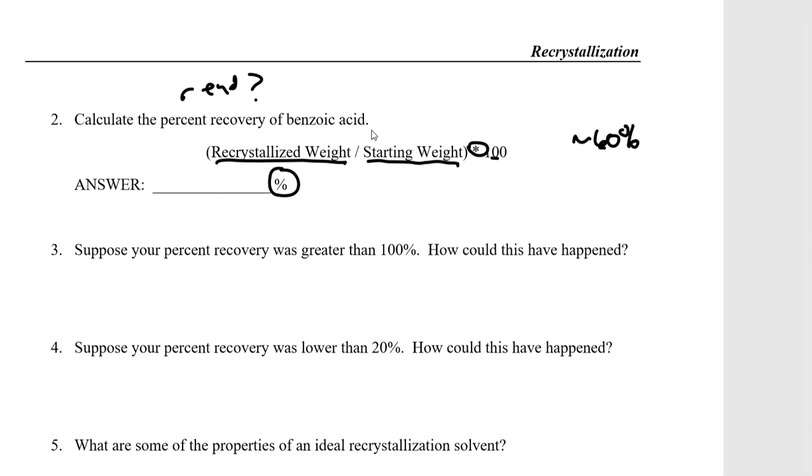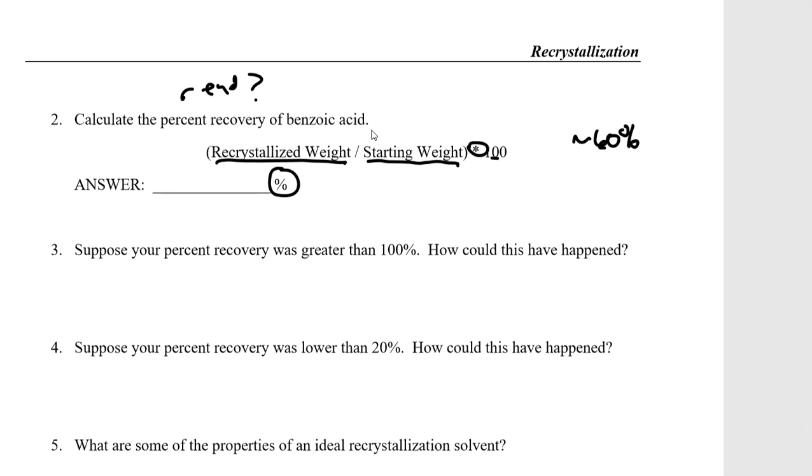In organic chemistry, there are so many side reactions, so many transfers, so many things that we have to do in a lab that we are going to lose product. We're going to lose not quite half, but almost a third every single time that we do an experiment. That's just the way that it is. So anytime you can get around 60% or greater, you are doing pretty well for that lab technique.